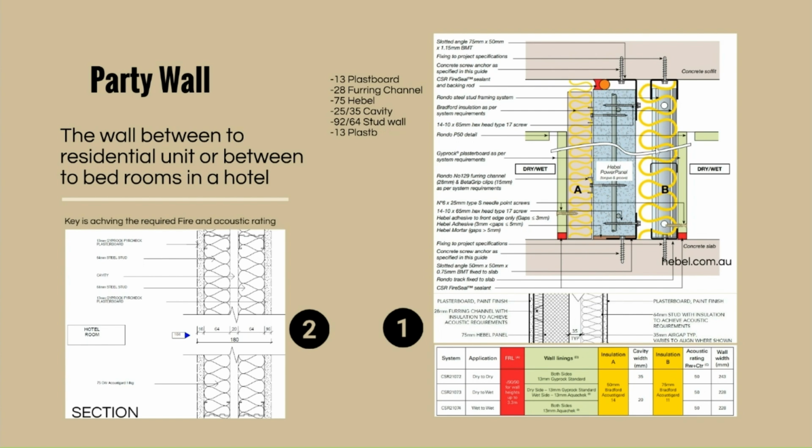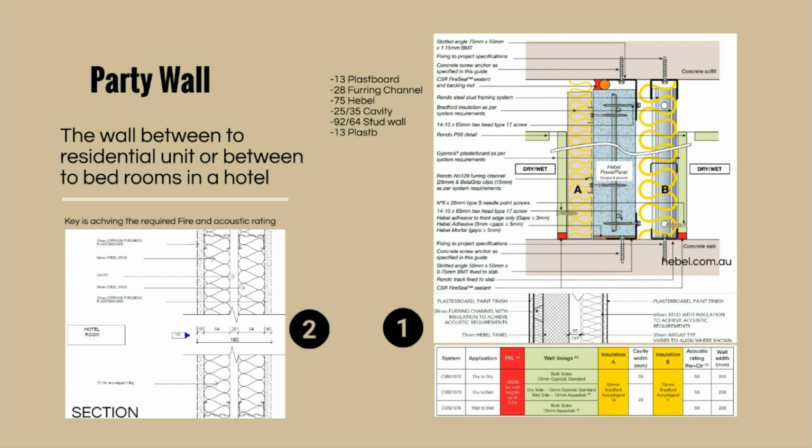Again, furring channel is there because you may need to use it for some cabling and all those things related to electrical metals. It gives you space to accommodate that. 75 millimeters Hebel wall and then a 25 or 35 millimeters cavity. Then on the other side can be a 92 or 62 millimeters stud wall, depending on the insulation that you need. And usually you need to get that advice from your consultants, plus 13 millimeter plasterboards.